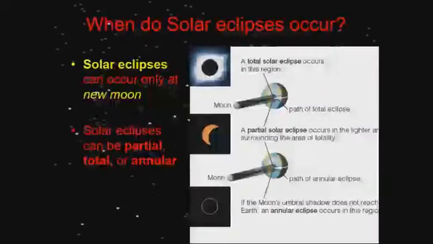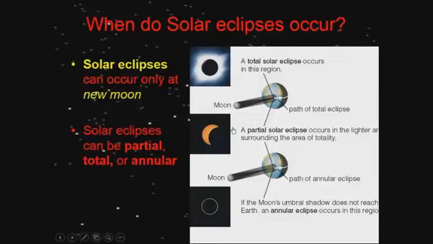So, solar eclipses can only occur at a new moon. The illuminating source, the sun, and the moon have to be in the same direction. So solar eclipses only at a new moon. Your type of solar eclipse can be partial, which means we've got a chunk bitten out of the sun here. It can be total, so this is where the sun is completely covered over, or it can be annular, where we have a ring.